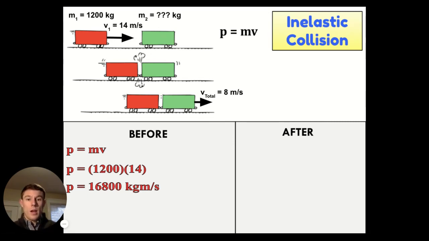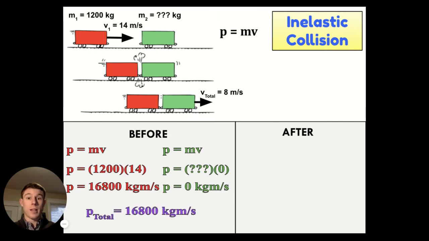And then that green cart, so we have mass times velocity once again. We don't know the mass in this case. However, we know that it's stationary, or at rest, so its velocity is 0. Since the velocity is 0, it does not have any momentum at all. Even though we don't know the mass, we can just say that the momentum is 0, because it's stationary, it's at rest. So that means that the total momentum at the beginning, or before the collision, is equal to 16,800 kilogram meters per second.